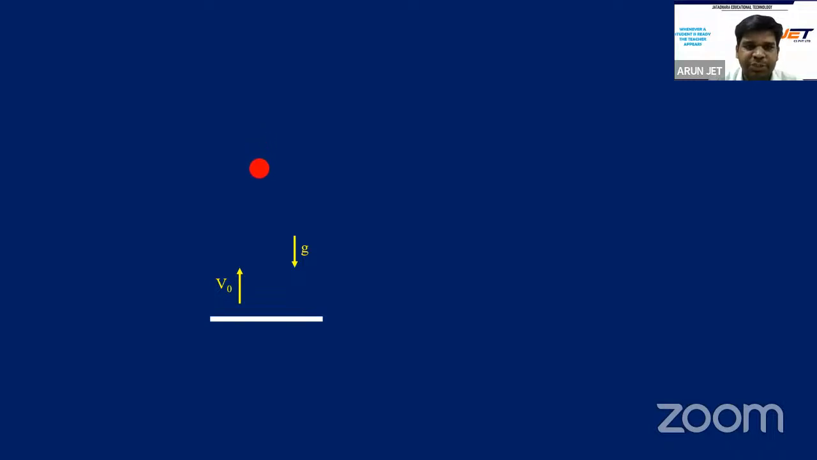The physical situation is like this, students. This is a particle which is projected upward with velocity v naught that goes up, stops, comes back, hits the ground with the same speed v naught. It's an idealized situation, students.